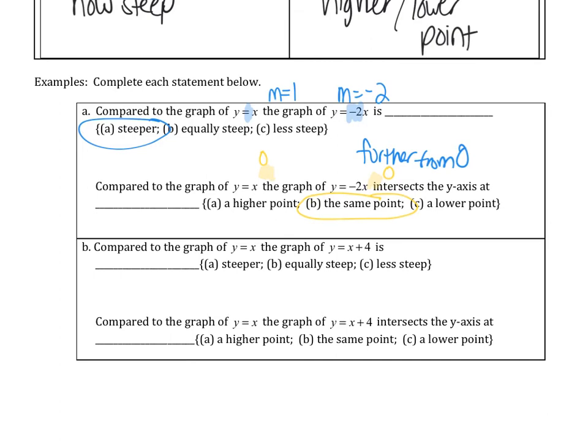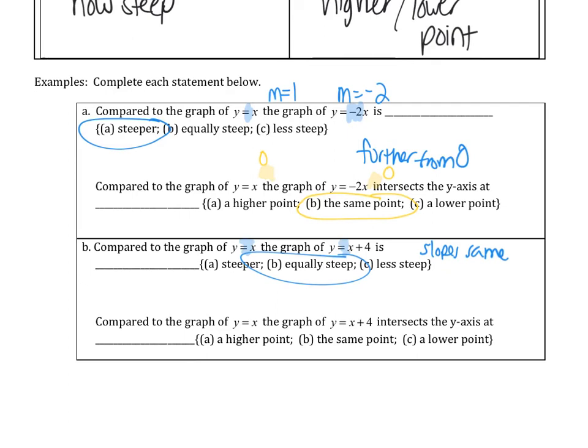So look at our next example. You have y equals x and the graph y equals x plus 4. So notice that there is no change in the slope. The slope of this first one is 1. The slope of this next one is 1. So there is no change in the slope. The slopes are the same. Since the slopes are the same, then they must be equally steep.